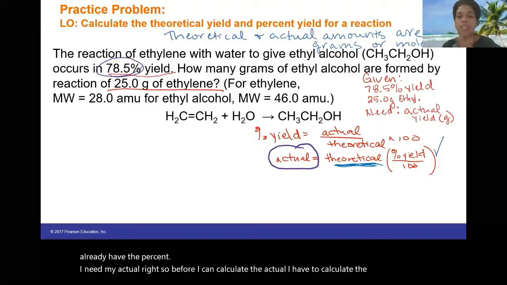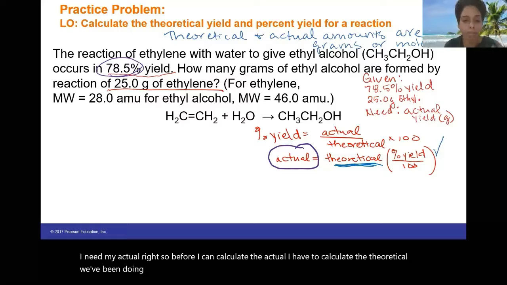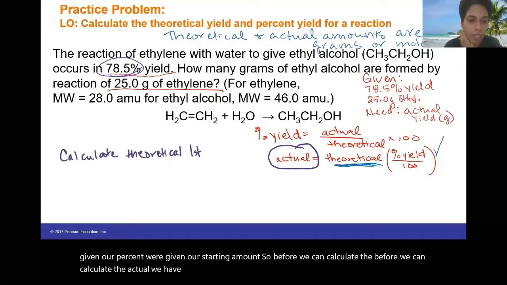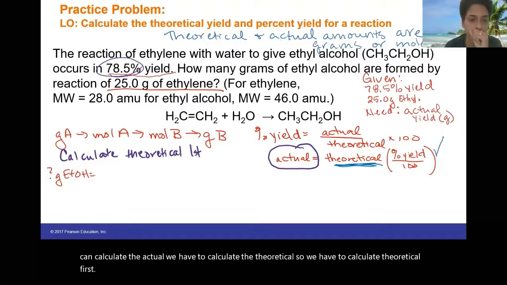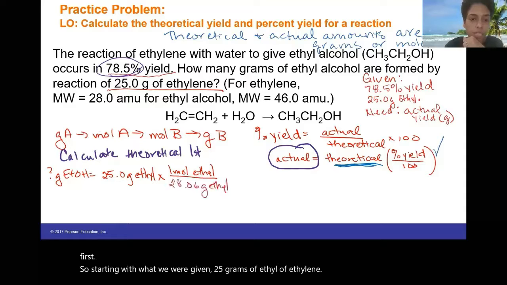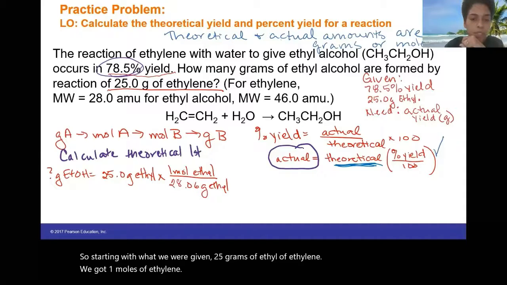We've been doing theoretical all this time. So it's grams to moles to moles to grams. So we're given our percent, we're given our starting amount. So before we can calculate the actual, we have to calculate theoretical first. So starting with what we were given, 25 grams of ethylene. We got 1 mole of ethylene per 28.06 grams of ethylene.